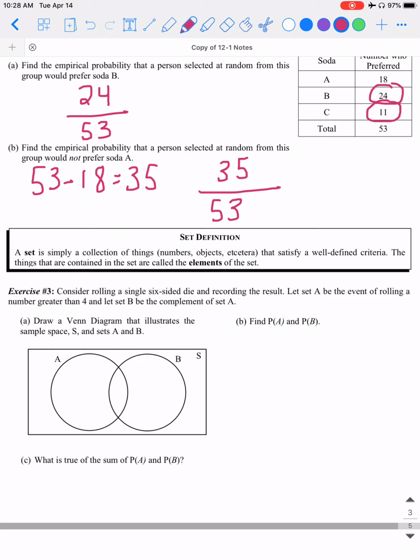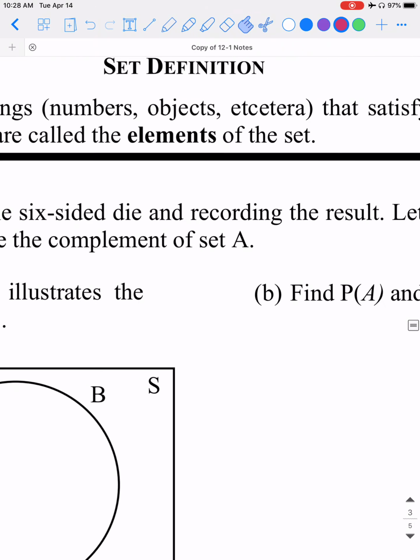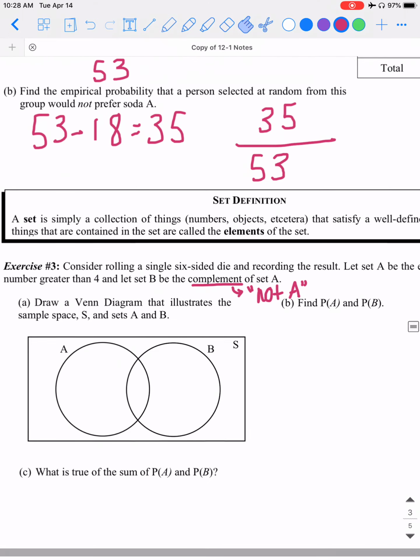A is the event of rolling a number greater than 4, and B is the complement of set A. So when you see this word complement, if you want to make a note, if it's the complement of set A, that just means it's not A. So we're going to include everything except what we included in set A. So we can use our Venn diagram and fill in set A: the numbers greater than 4, which would be 5 and 6. So B is going to be not A. So everything else on the die besides 5 and 6 would give us 1, 2, 3, 4.